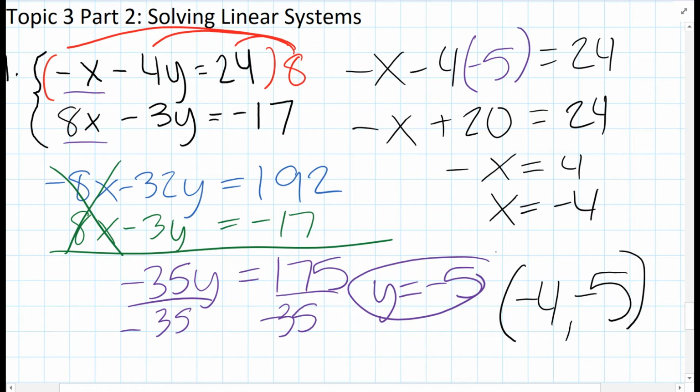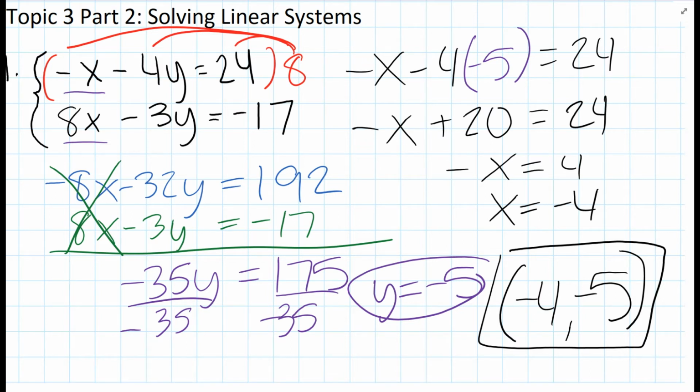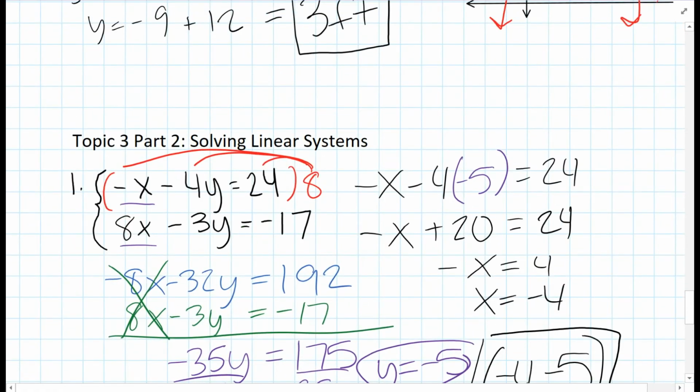Just a reminder, when we're solving a system, we're always going to want to find a point where those lines intersect. If they're parallel, there's not going to be a solution. If it's the same line, we're going to have infinitely many, but most of the time those lines are going to intersect at exactly one point, and that's going to be our solution. In this case, these lines intersect at the point negative 4, negative 5.